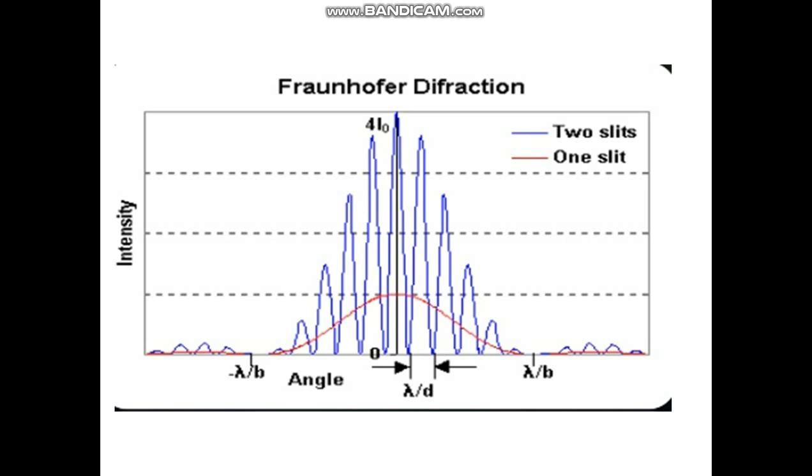If we consider Fraunhofer diffraction at a single slit and double slit, we can see the intensity distribution curve of the double slit diffraction pattern, which shows intensity 4 times that of the single slit diffraction pattern. Here the blue line indicates the intensity of the double slit diffraction pattern, and the red line shows the intensity of a single slit diffraction pattern.